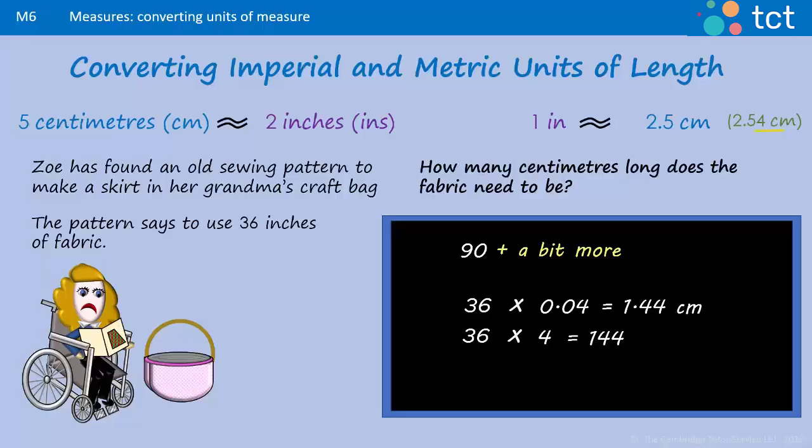So it's safe to assume that if Zoe was going to make this skirt, she's going to need 90 centimetres plus another 1.5 centimetres. If she was to go out and buy this fabric, it would probably be safer for her to buy 92 centimetres, or even round it up to a whole metre.